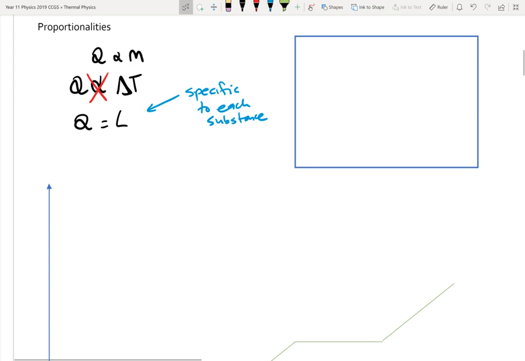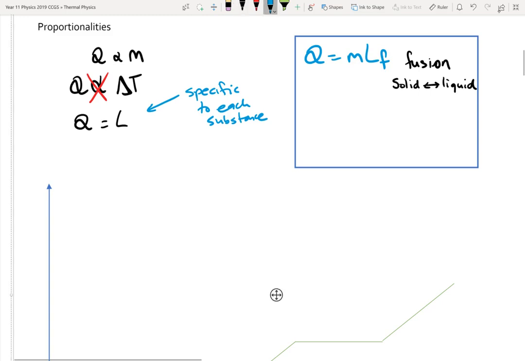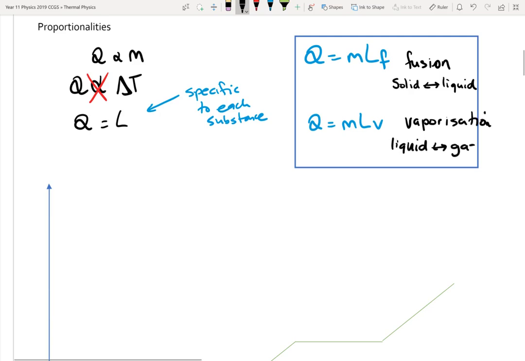Now, it's L, but we've got two. We've got Q equals MLF, and this is called the latent heat of fusion. Fusion is going from solid to liquid, or liquid to solid. So you can go both ways if you add heat or remove heat. Then you've also got Q equals MLV. The V stands for vaporization, and that's liquid to a gas. Okay?